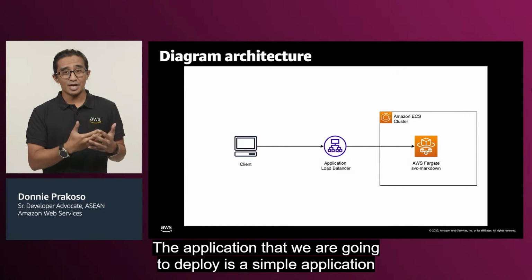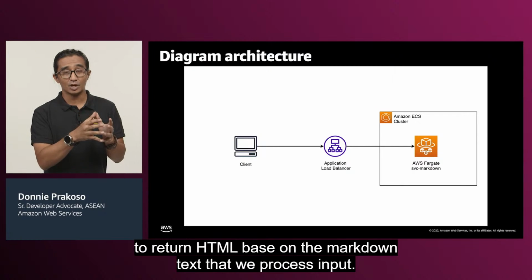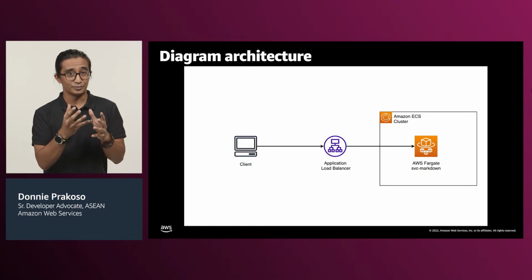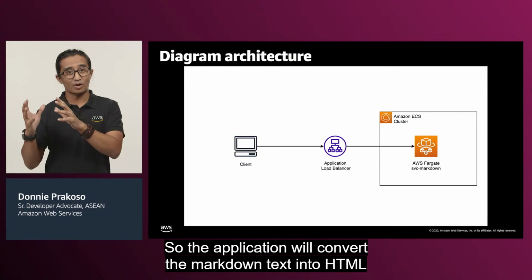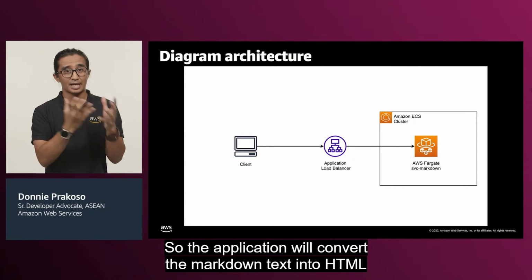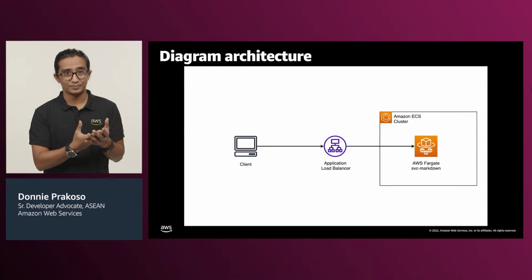The application that we are going to deploy is a simple application to return HTML based on the Markdown text that we pass as input. So the application will convert the Markdown text into HTML using the HTTP POST method.